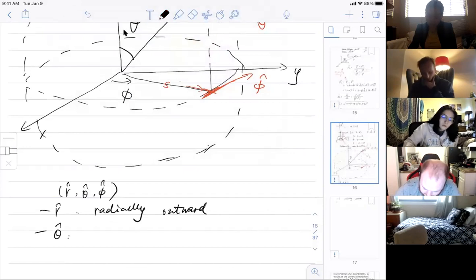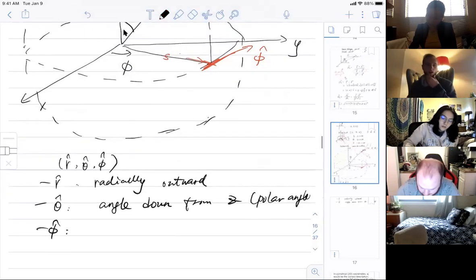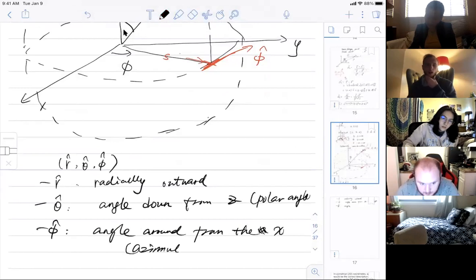Radially outward, r hat. Theta hat is the angle down from z, and this is the polar angle. Phi hat is the angle around from the x, and that is the azimuthal angle.